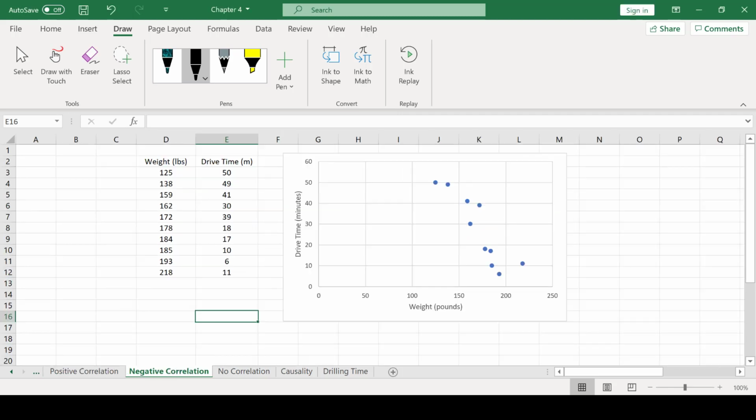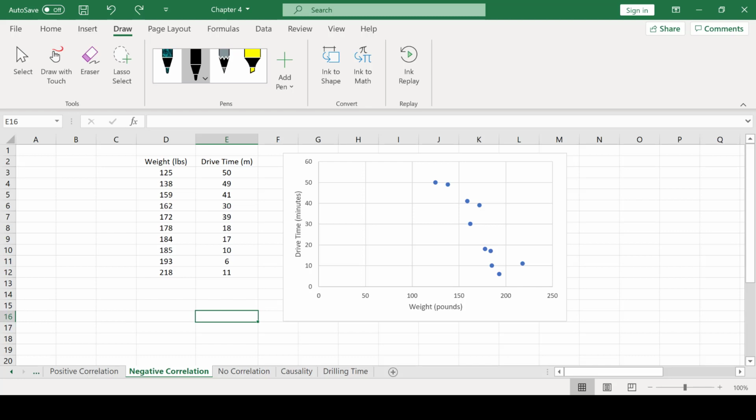And I've got a tab for that. So if we look at a negative correlation, again, I made up a data set here, and we can call it the same set of people, and I have listed the people's weight and their drive time to work in minutes. Maybe that's meters. It doesn't really matter. It's sort of nonsense data.